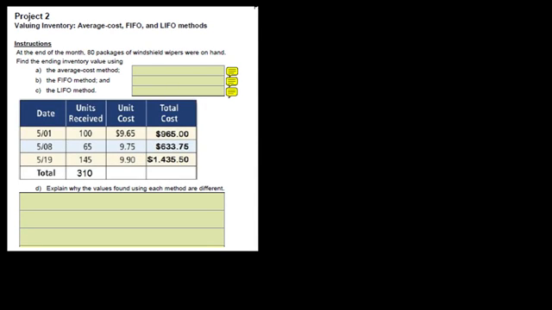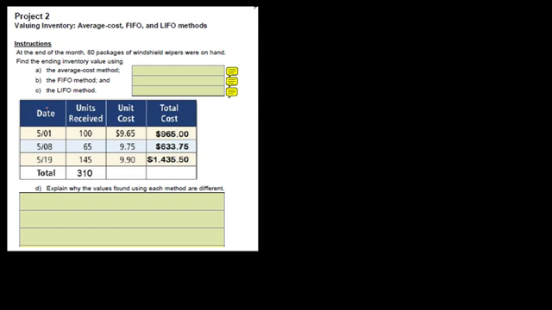Look at the last page of Project 2. This sheet is called Valuing Inventory, Average Cost, First In, First Out, and Last In, First Out methods. Our instructions tell us that at the end of the month, 80 packages of windshield wipers were on hand, and we're asked to find the ending inventory value using first the average cost method, the first in, first out method, and finally the last in, first out method.